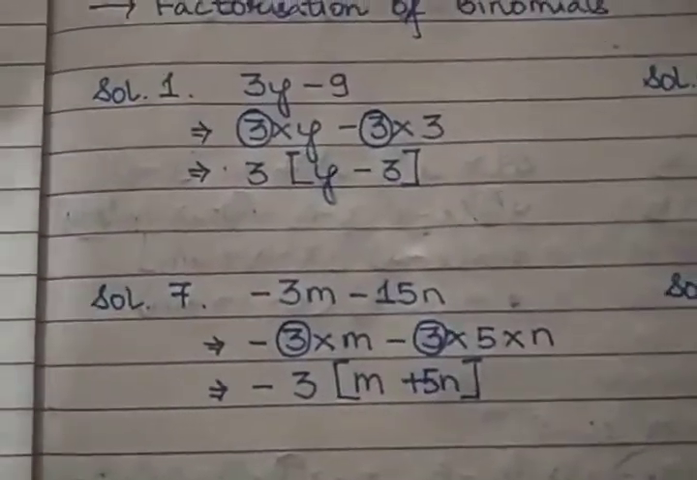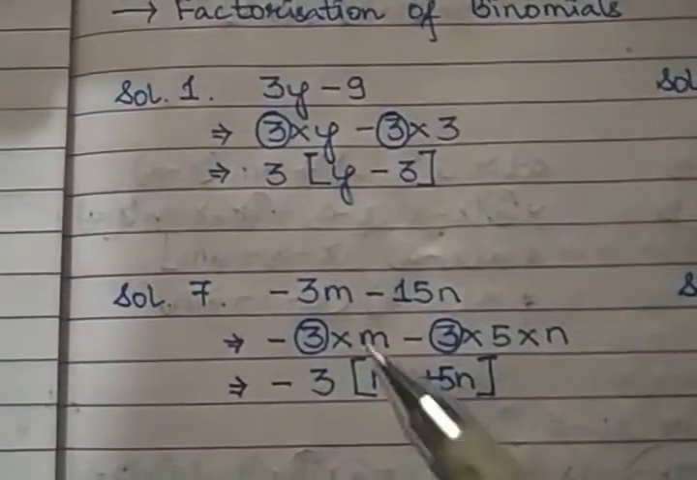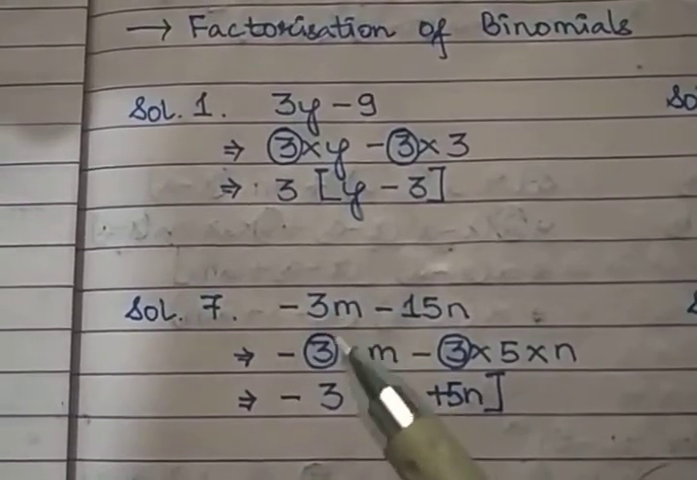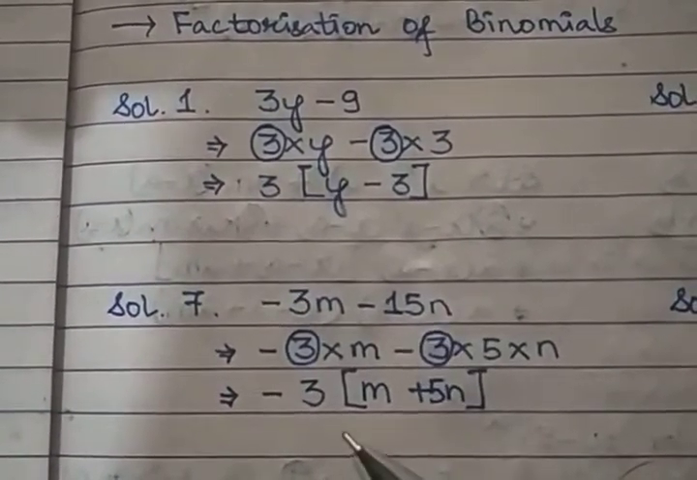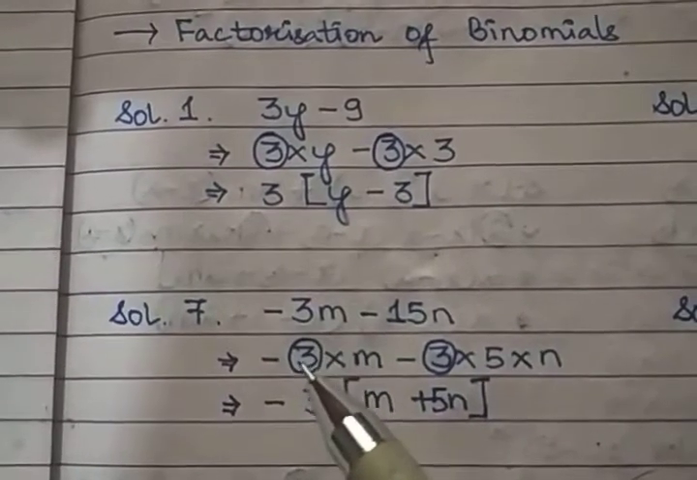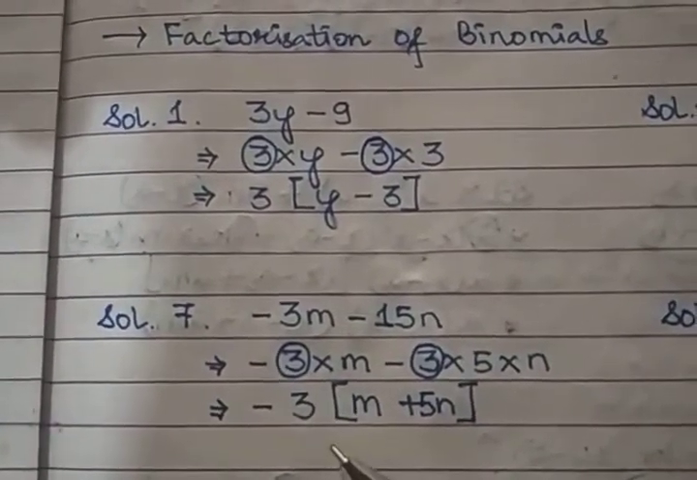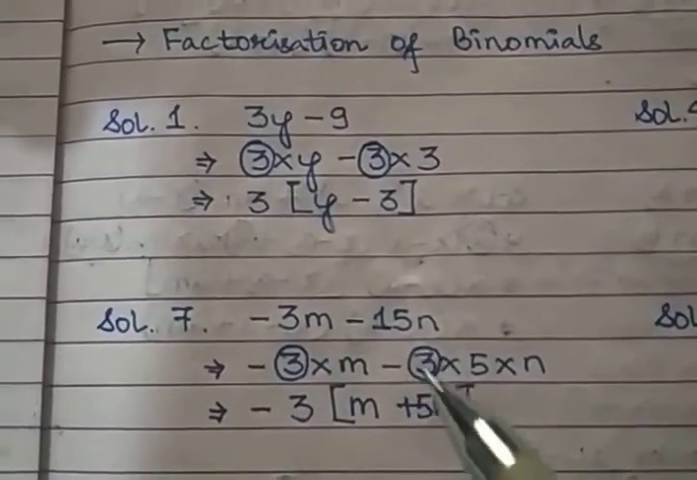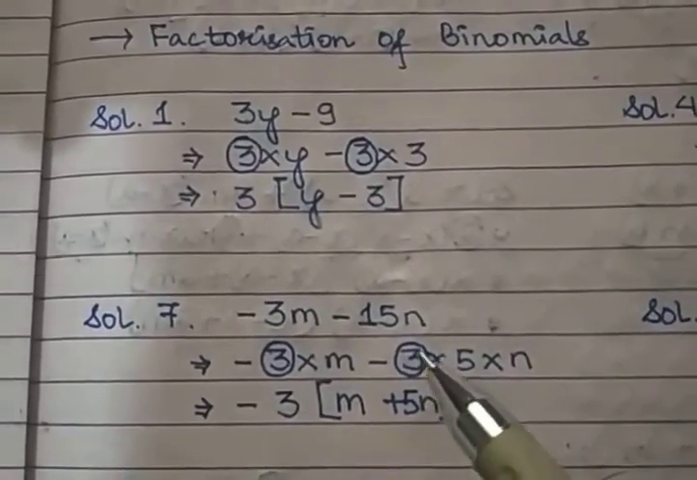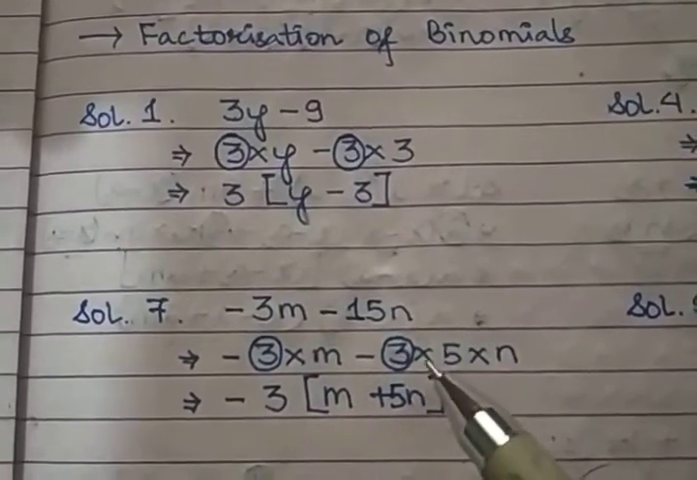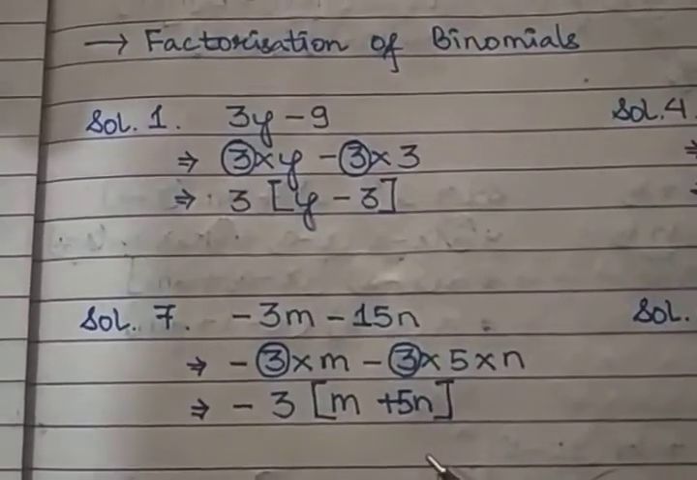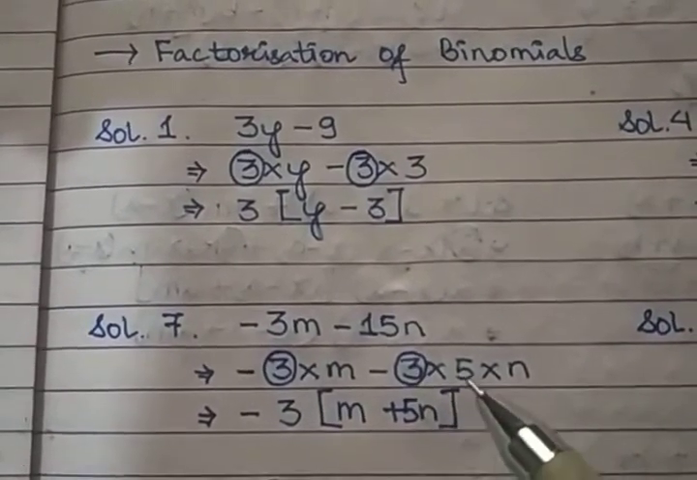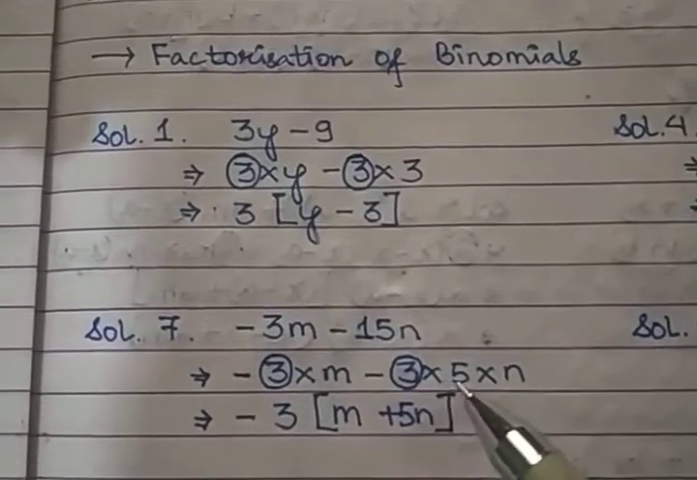Okay, for question number 7, what we have here is minus 3m minus 15n. The first term of the binomial has a negative sign, and the second term is also negative. So I've expressed the first term as minus 3 into m. That's what I can do, isn't it? As I know, the relation between a constant and a variable is multiplication. Minus, for this 15, I've taken the prime factors of 15, so I've expressed it as 3 into 5 into n. Okay, I hope you understood this one. Simple. For 15, 3 into 5, I've expressed it in its prime factors, 3 into 5 into n.